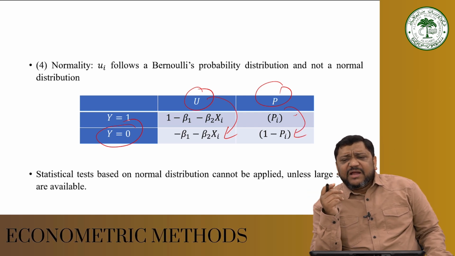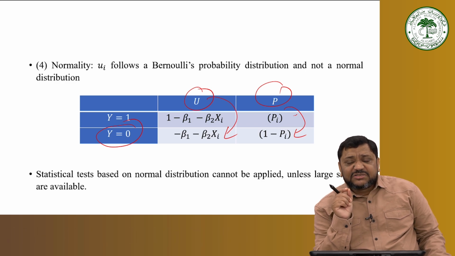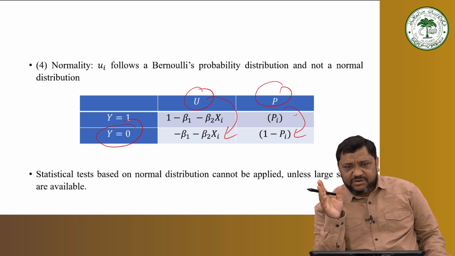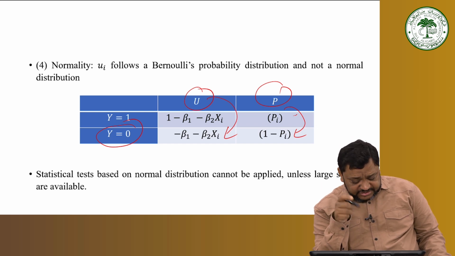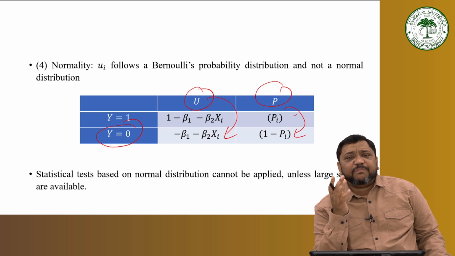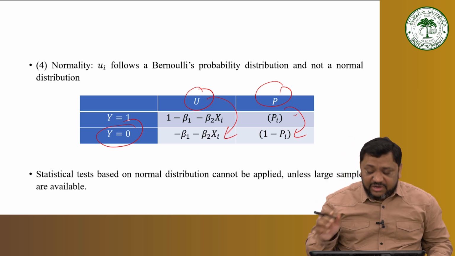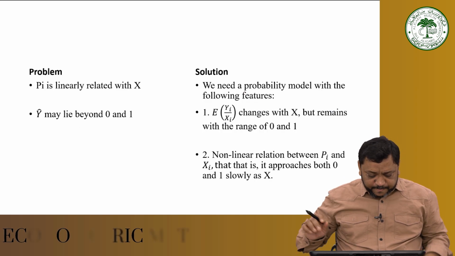See, the normality assumption is not required for estimation. Rather, estimators need to be only BLUE, best linear unbiased estimators. But in small samples, significance testing becomes doubtful if your data does not have a normal distribution. So statistical tests based on normal distribution cannot be applied unless the sample size is very large. So again, this is another issue related to it.